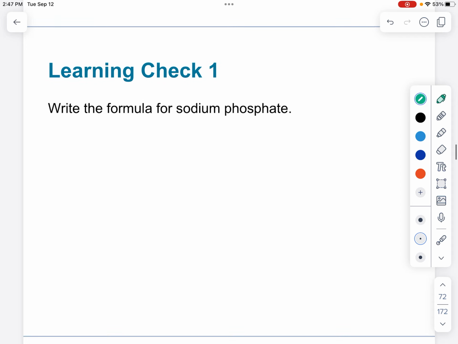Write the formula for sodium phosphate. Our cation is Na plus, our anion is PO4 3 minus. So that is going to be Na3PO4.